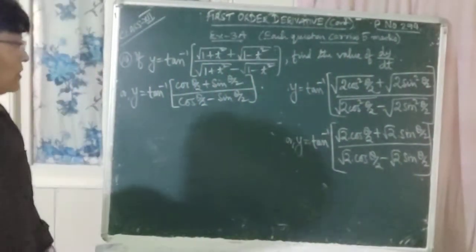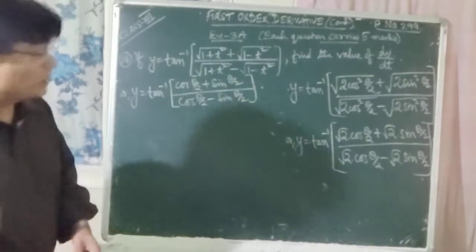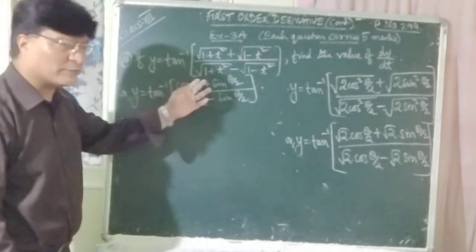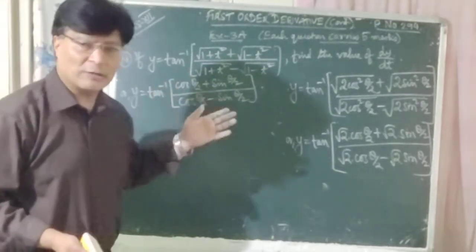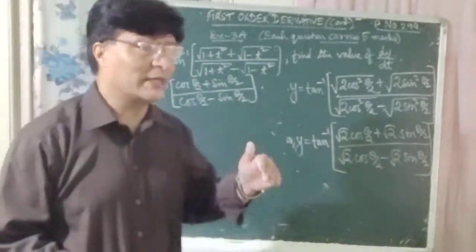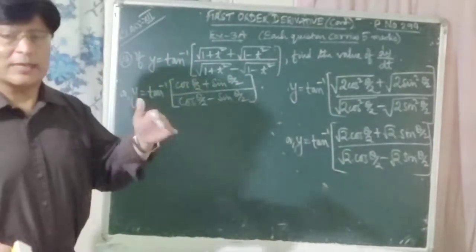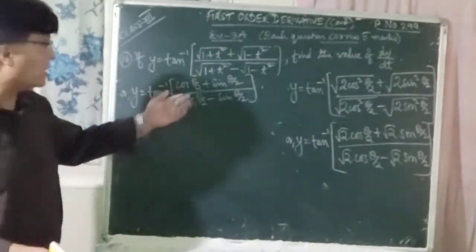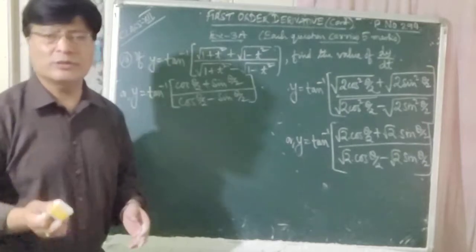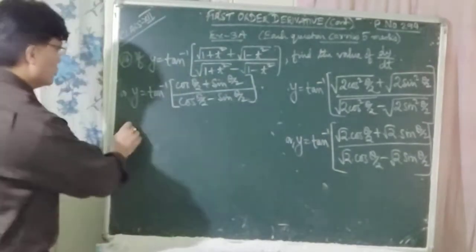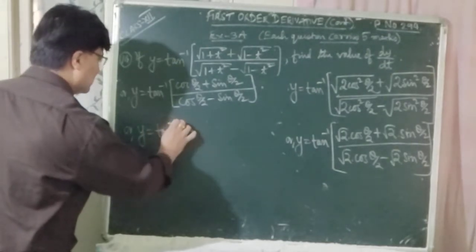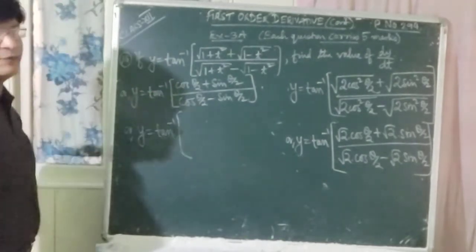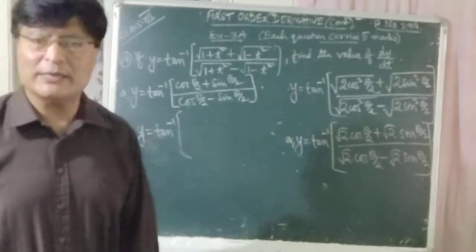Okay. So this is not the simplified form now. Since that is tan inverse, you should convert this fraction in terms of tan. That means if you convert this term into tan, you have to divide sine by cos, isn't it? Sine by cos is tan. So in the numerator and in the denominator, you should divide it by cos theta by 2. Okay. So or y is equal to tan inverse within third bracket. You divide both the numerator and the denominator by cos theta by 2.